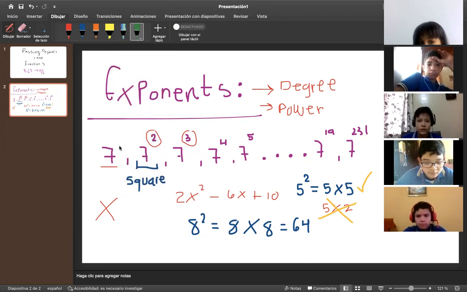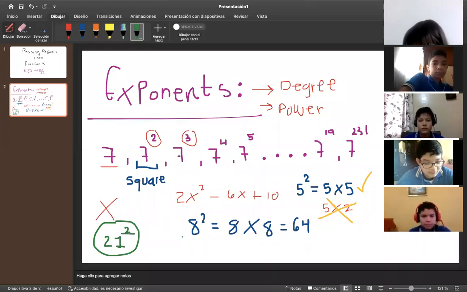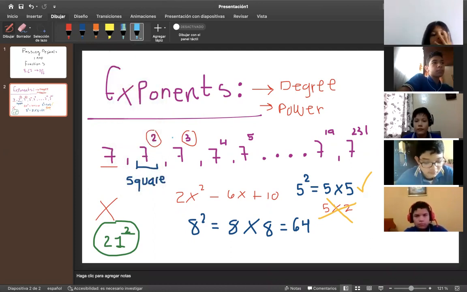How can we call this number, guys? How can we call this number in here? How can we call this number, kids? 7 squared. Always when we have a 2 in the exponent, we say squared. We have another name, guys, when we have the number 3.